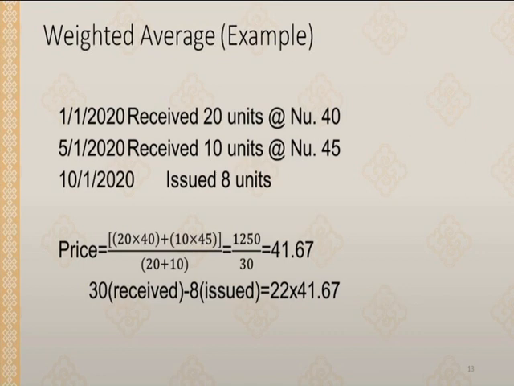So therefore the issue price that we are going to get is 41.67. Altogether we have received 30 units, then the issue that we are supposed to make is 8 units, then we are left with a balance of 22. So to take into account the balance, we have to consider the price which we have calculated above, that is 22 times 41.67. So this is what we are supposed to do if we are using the weighted average method. Okay, with this we have a question.